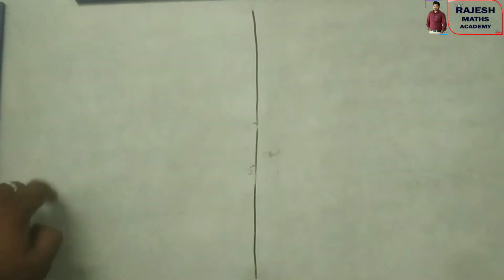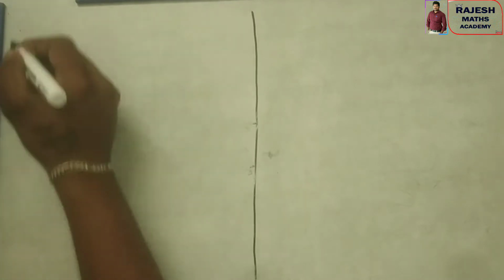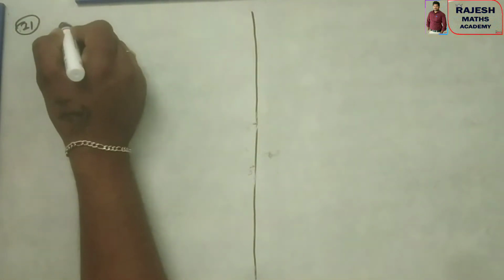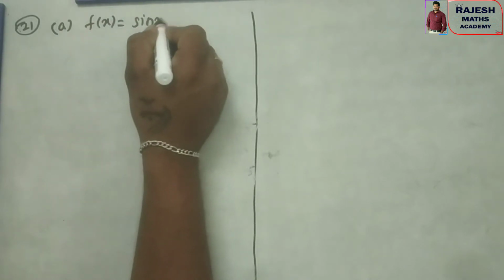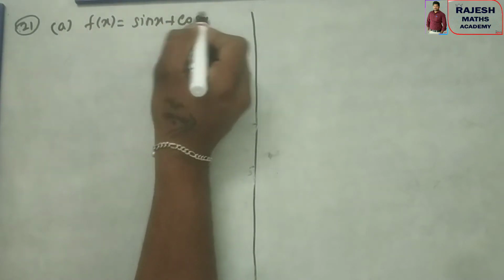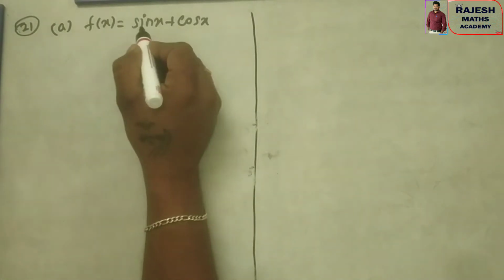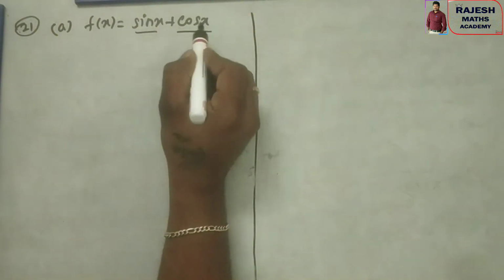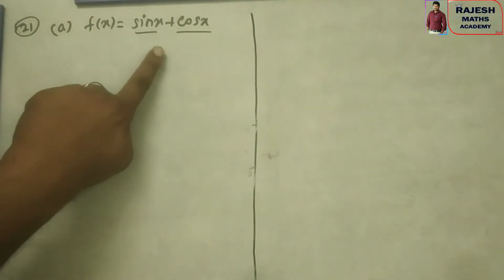Question number 21 says: discuss the continuity of the following functions. The first one is f of x equal to sin x plus cos x. We are going to check the continuity of this function at every point. First I am going to prove the continuity of sin x, then the continuity of cos x, and then finally I am going to use theorem 1 to prove sin x plus cos x is continuous.